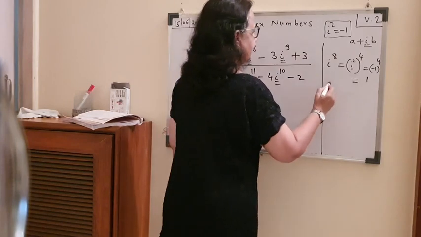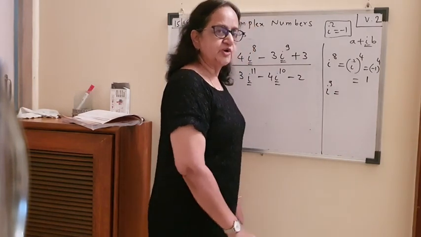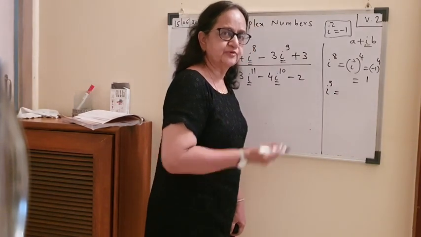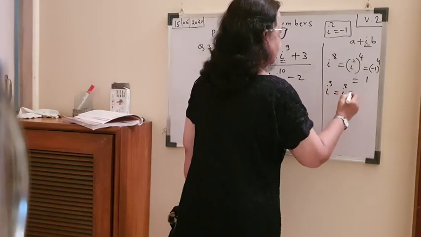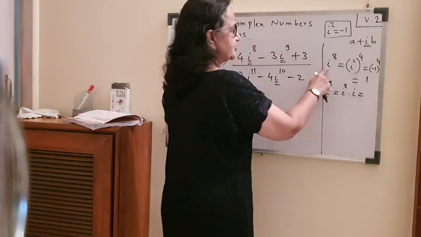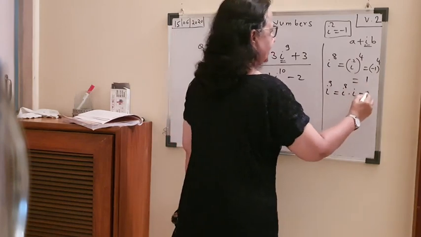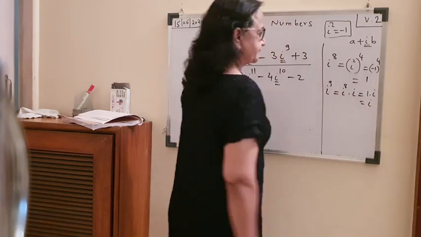Next, i raised to 9. 9 is an odd number, not a multiple of 2. So take the previous number, i raised to 8 into i. And luckily i raised to 8 you have just calculated. So 1 into i, that will be i.